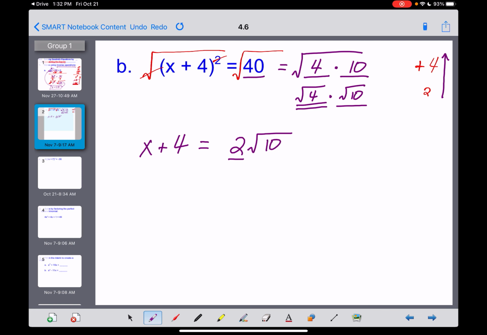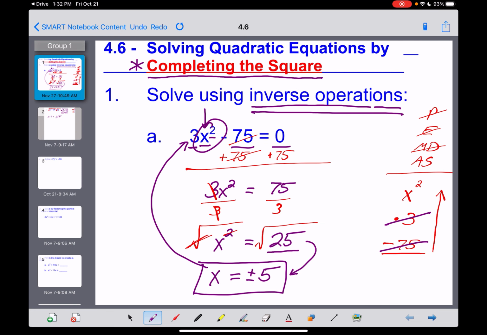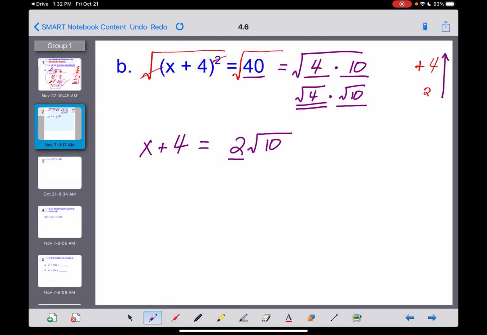Now, the only thing here, let's go back to the previous example we just did. When we got right here, guys, the square root of 25 wasn't just 5, it was also negative 5. Every number has two square roots, one positive and one negative. Well, that same thing happens here to a number like 40. Both positive and negative 2 root 10 will work, so you need to put your plus or minus in front of that. Okay, so we got rid of the square, everybody.